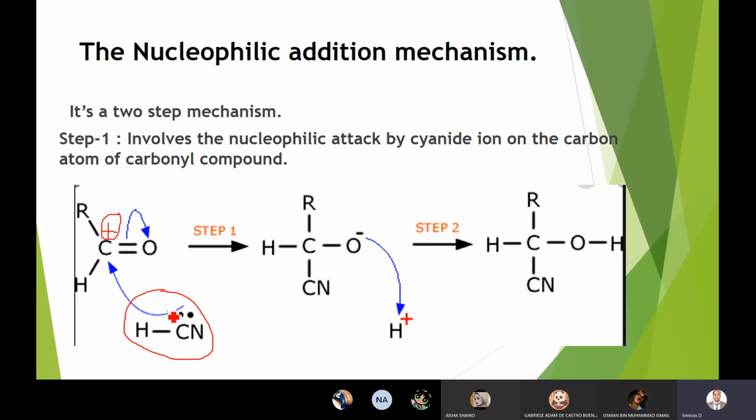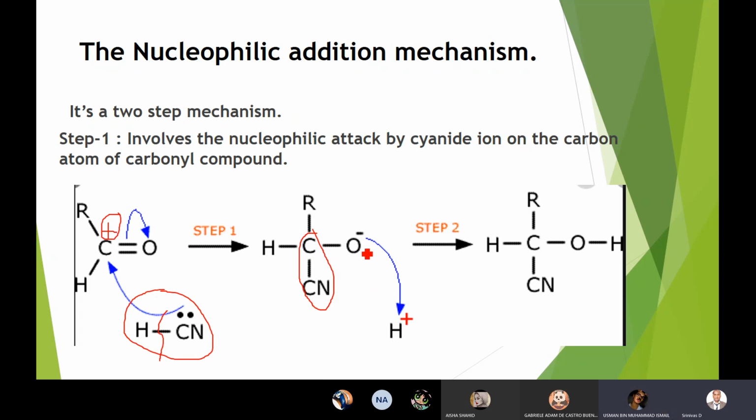Meanwhile, this hydrogen cyanide will dissociate into H plus and CN minus. Now this has a lone pair of electrons, and the carbon has a deficiency of electrons. So this CN will attack by giving this pair of electrons, forming something like a coordinate covalent bond, I can say. As this pair of electrons moves slightly towards this side, obviously this oxygen has a negative charge.